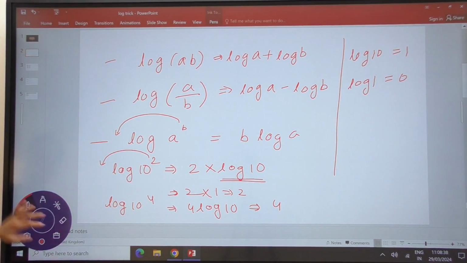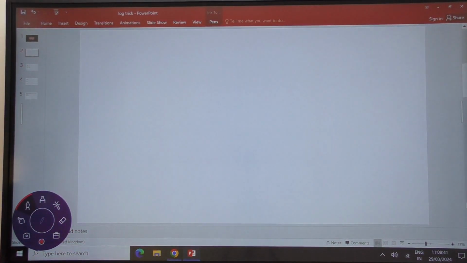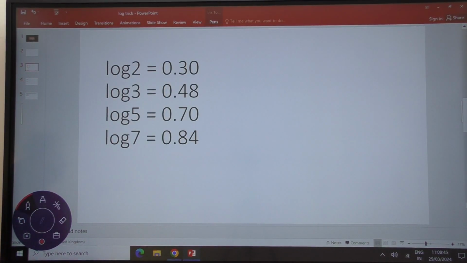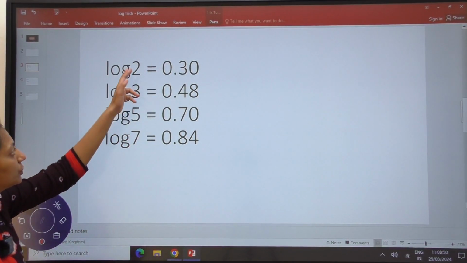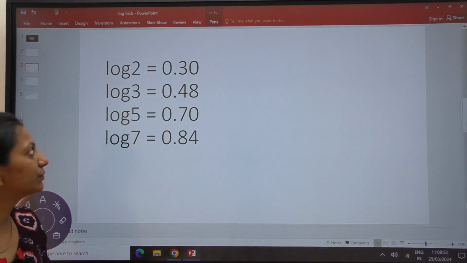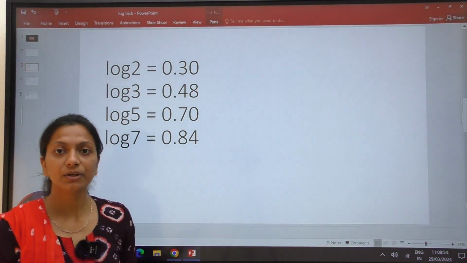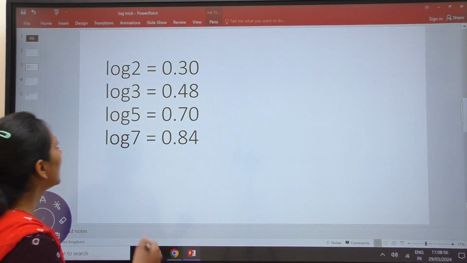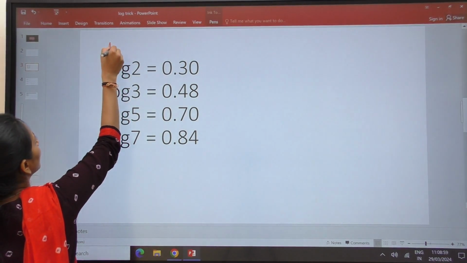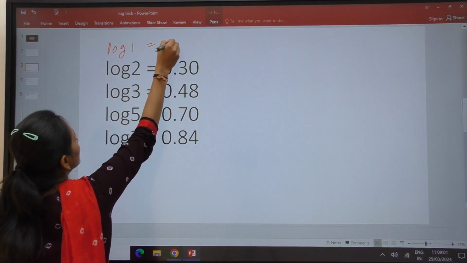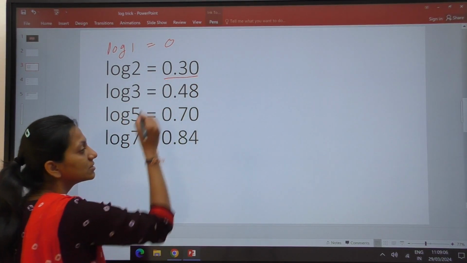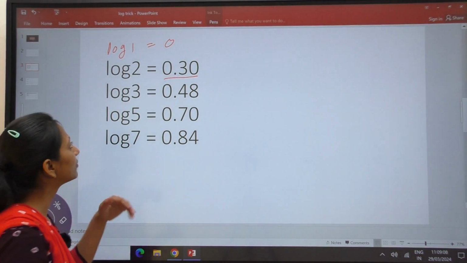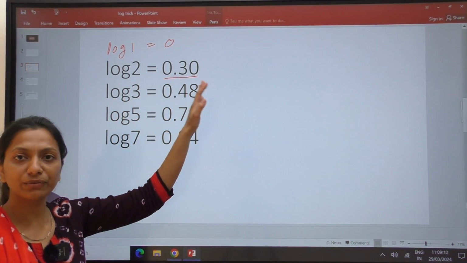Okay, now suppose you want to find the log of any number. Before that, we have to keep in mind the values of the log of 2, 3, 5 and 7. These are the 4 values which we should remember to solve further questions. As I just told you, the value of log 1 is equal to 0. Log 2 is fixed, and you have to remember that log 2 is 0.30. In the same way, log 3 has the value 0.48.